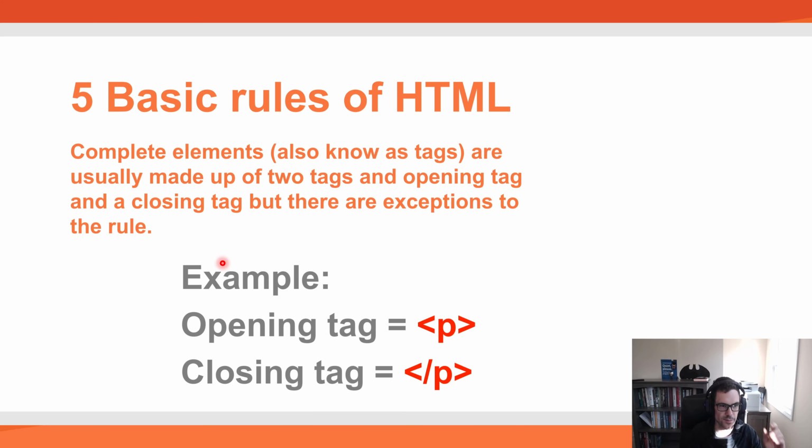Number 3, complete elements, also known as tags, are usually made up of two tags, an opening and a closing tag. But there are exceptions to the rule. And I'm not really going to get into too much of that right now on this slide, but most tags have the opening and the closing tag. And the way you identify the closing tag is you see that slash that's there. That is the closing tag. And so you would have the beginning P tag. You would write your paragraph, whatever that may be, and then you would have your closing tag if we were using the example of this specific element here.